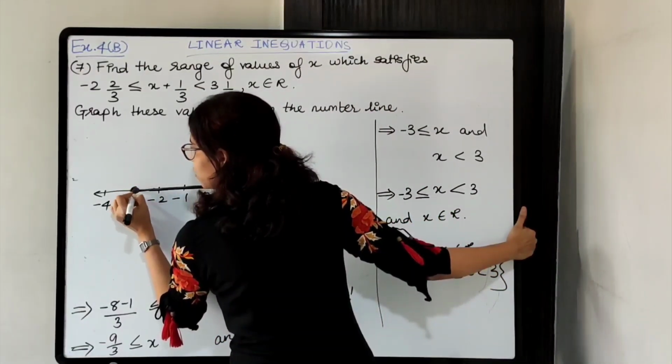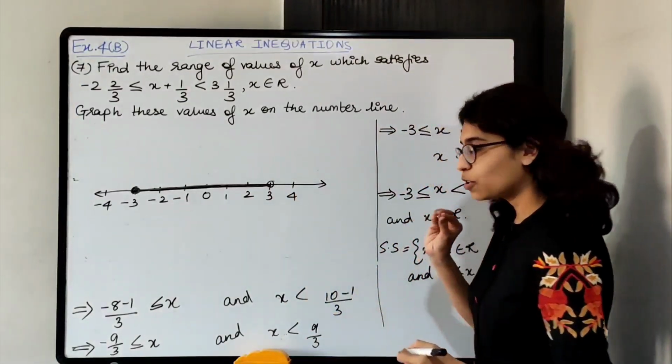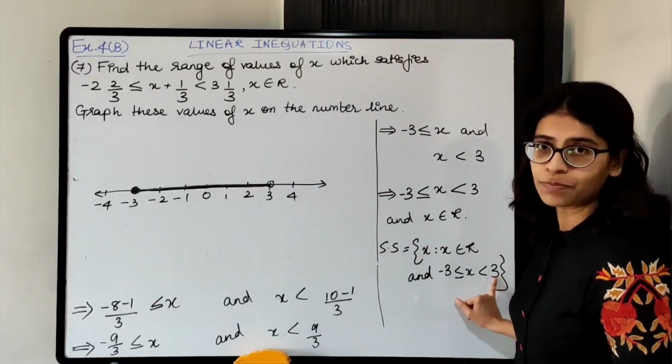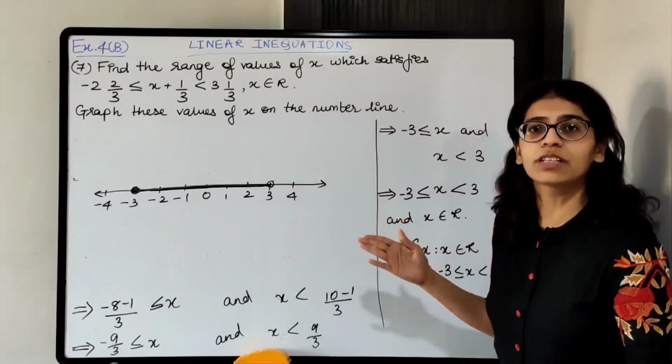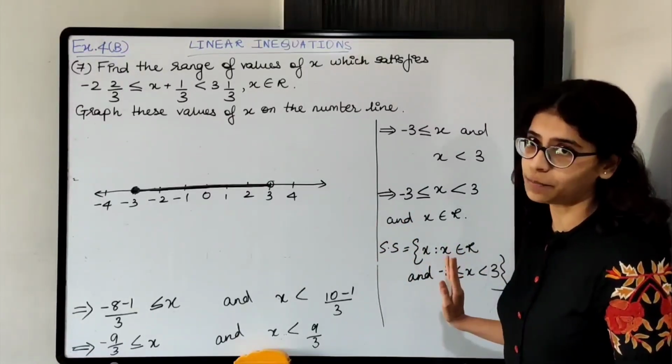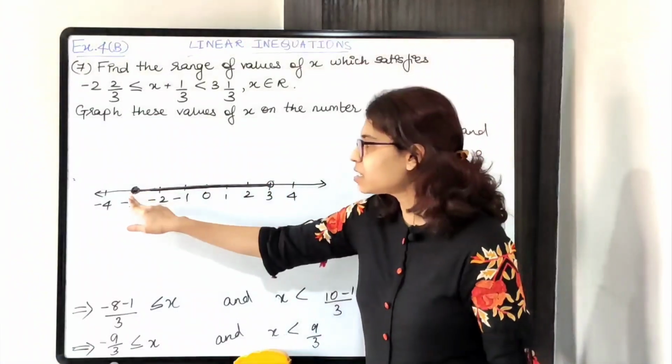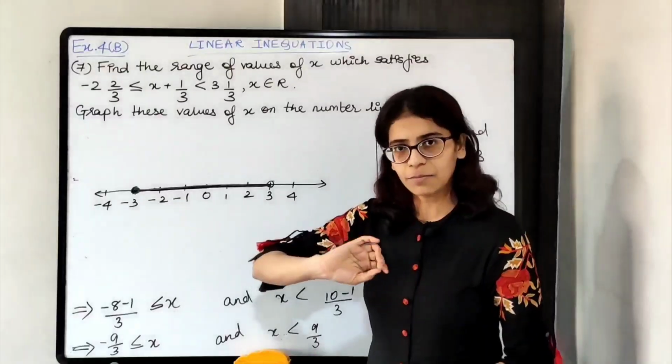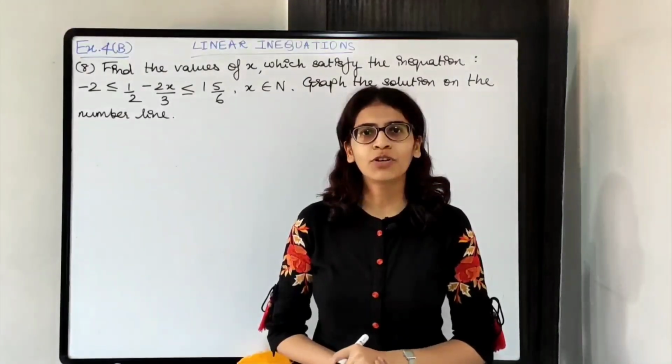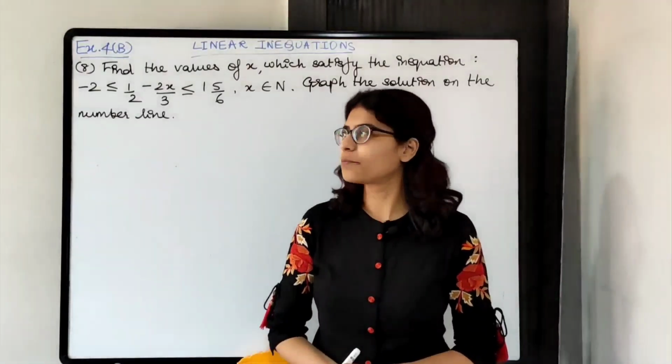Okay, since this value is possible, this is not possible because it is given it is less than 3. So 2.99999 भी हो सकता है, लेकिन it is not equal to 3. Okay, so this we'll keep as it is, this you will fill up. ठीक है.